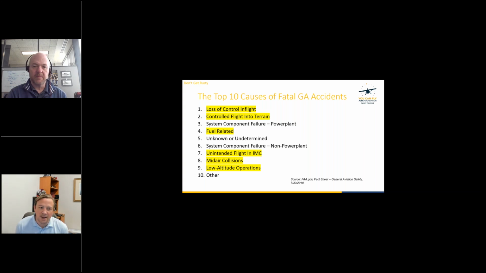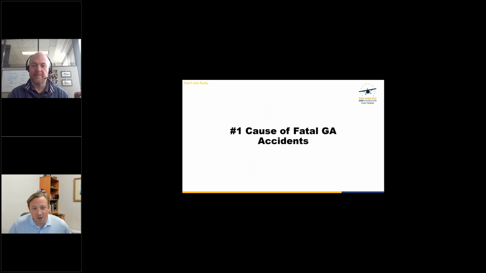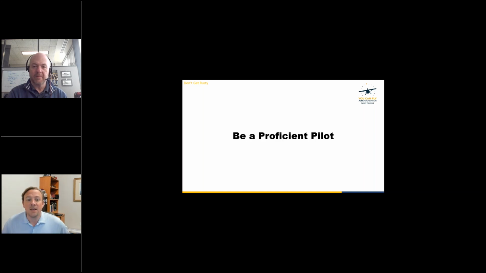Loss of control, fuel related, and just if you're not familiar, fuel related 99.9% of the time means they ran out of gas. And then low altitude operations, mid-air collisions, a lot of that stuff can be directly tied back to a pilot. In fact, 8 out of 10 fatal accidents, the NTSB probable cause will say pilot failed to X, right? So the number one cause of fatal accidents in GA is pilots, and the number one way to prevent accidents is to be a proficient pilot.